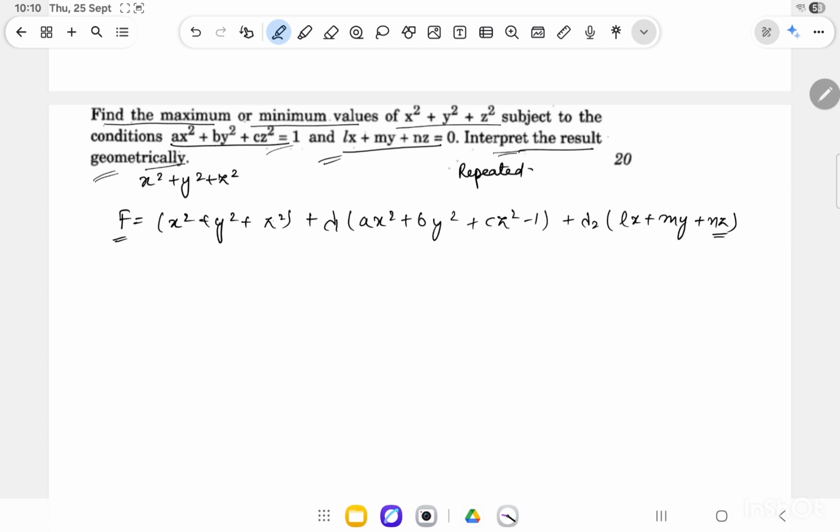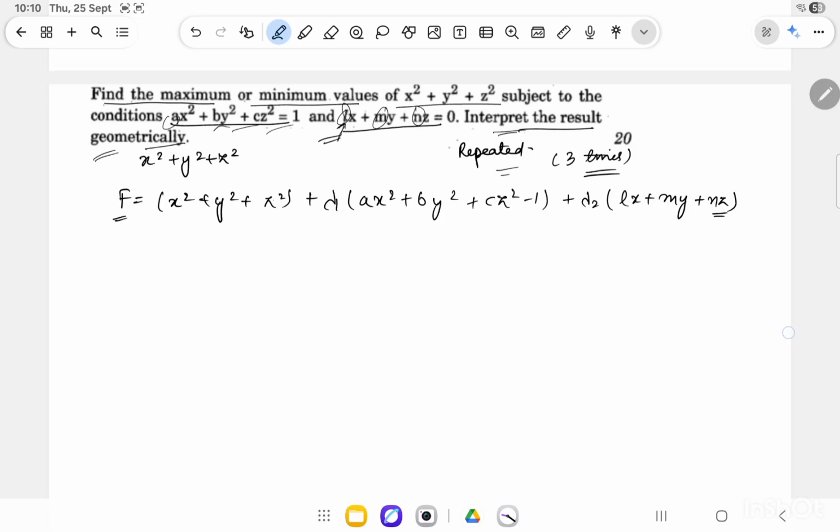And they have asked a specific case of it as well, where they took specific values of L, M, N and A, B and C. So it's repeated 3 times. So let's move on to the next question.